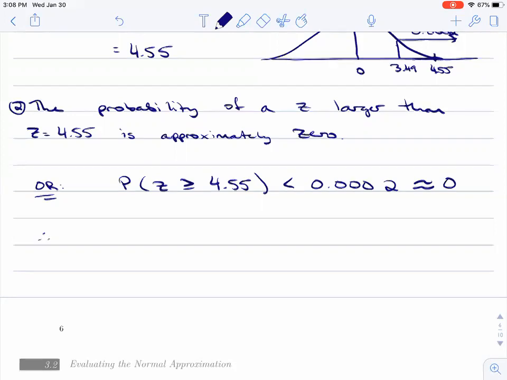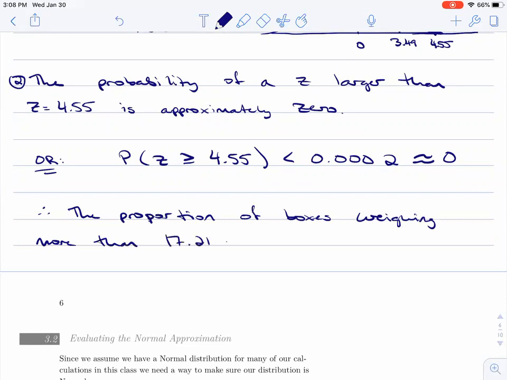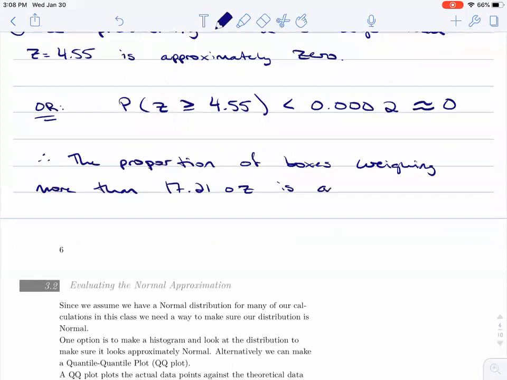Therefore, the proportion of boxes weighing more than 17.21 ounces is approximately 0.